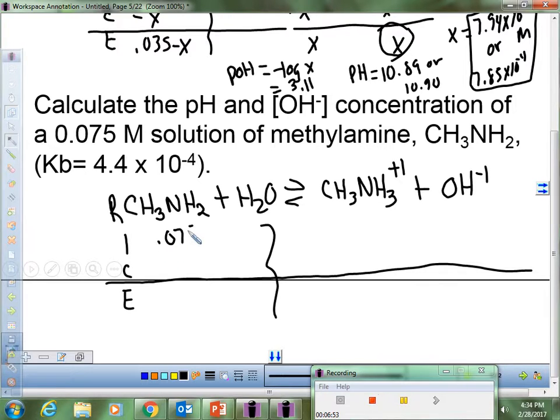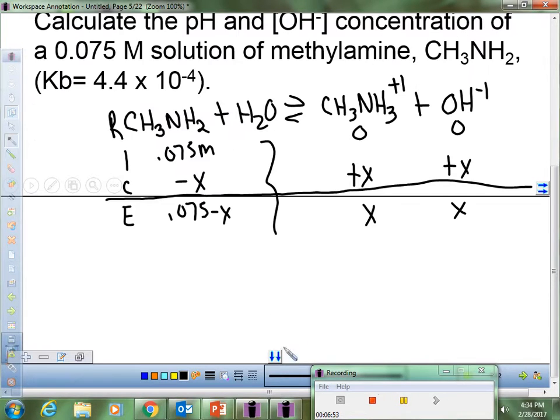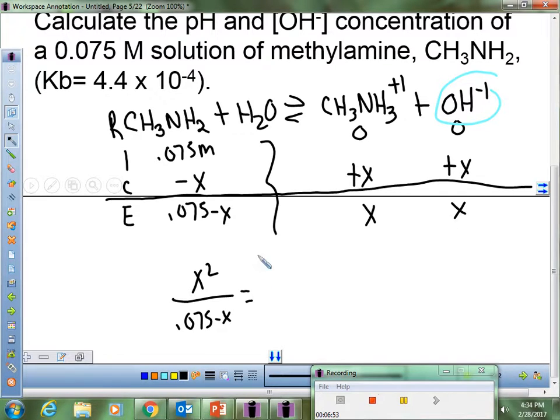So 0.075, these start out as 0, we subtract x, add x, I meant to say, add x, subtract x on this side. Always where your 0 is, you would add. So we end up adding x squared over 0.075 minus x. We're going to set that equal to Kb because of this hydroxide. And so then this would be 4.4 times 10 to the negative fourth.